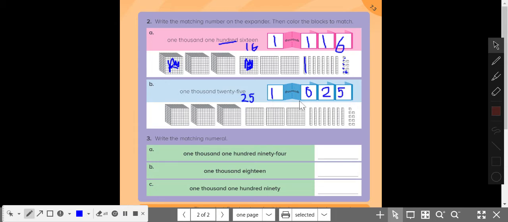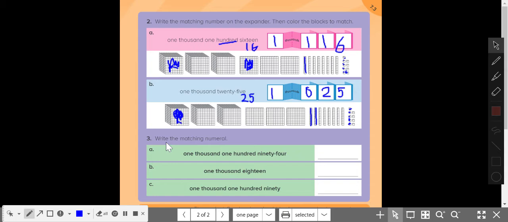So I'm going to put 1 digit in the tens place and 1 digit in the ones place. 1,025. Hey, that's the same. Okay, so now I have to color 1,000. I don't get to color any hundreds because that has a 0. But I get to color 2 tens and 5 ones. 1, 2, 3, 4, 5.